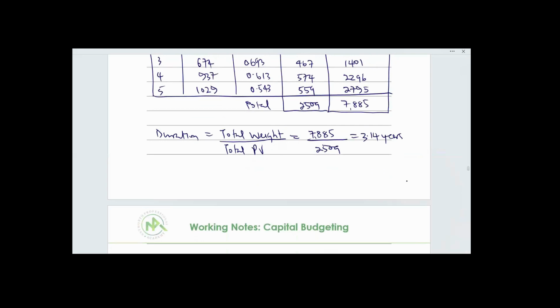I would then say the duration of the project is 3.14 years. So this means that this project will pay back within 4 years. So this is how to calculate project duration.